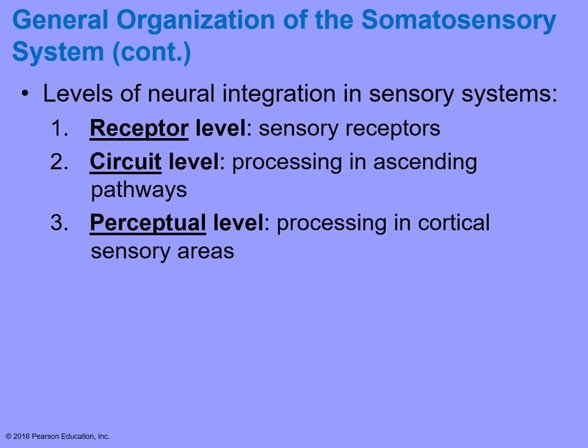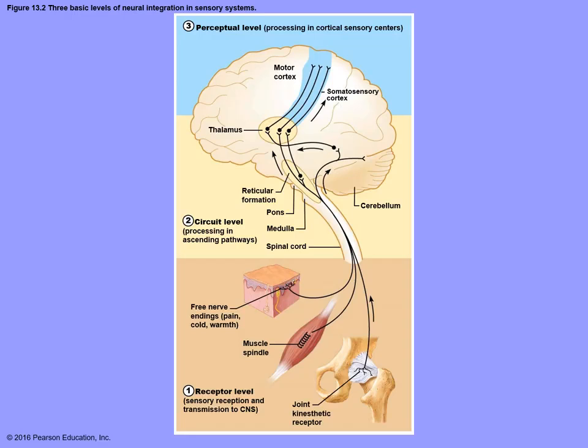The receptor level, that includes your sensory receptors. Circuit level refers to processing that's occurring when we talk about the ascending pathways, which means it's going towards the brain. Perceptual level is the processing that occurs actually in those cortical sensory areas of the brain.